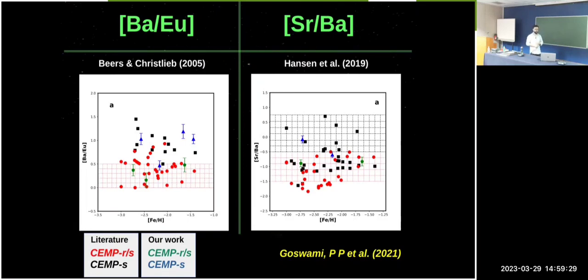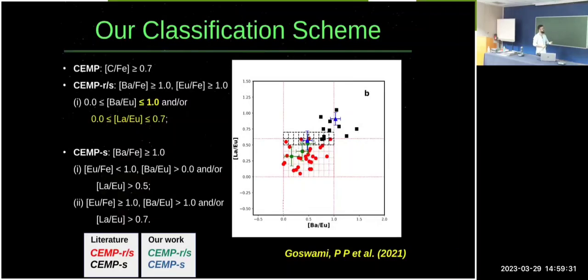So we have put forward a new classification scheme based on the abundances of barium, europium, and lanthanum. Here, in our classification scheme, this red grid is the region defined for CEMP-r/s stars. And if a star falls in this uncertain region defined by the black grid, we have to look at the europium abundance. If europium is greater than one, the star is a CEMP-r/s star. If europium is less than one, the star is a CEMP-s star. So this is a more effective classification scheme than the others.